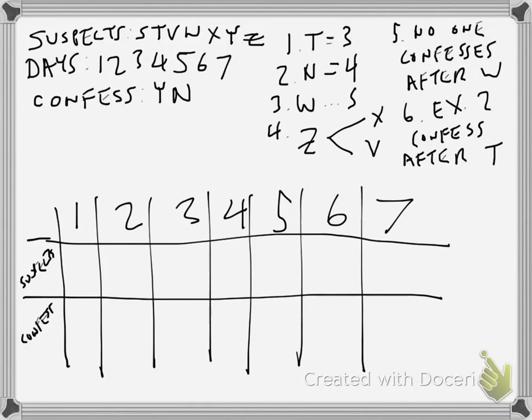Okay, we're taking a look at a game from PrepTest 53, I think it was the third game, where we have suspects S, T, V, W, X, Y, and Z. We have days 1, 2, 3, 4, 5, 6, 7. We have whether they confess or not.